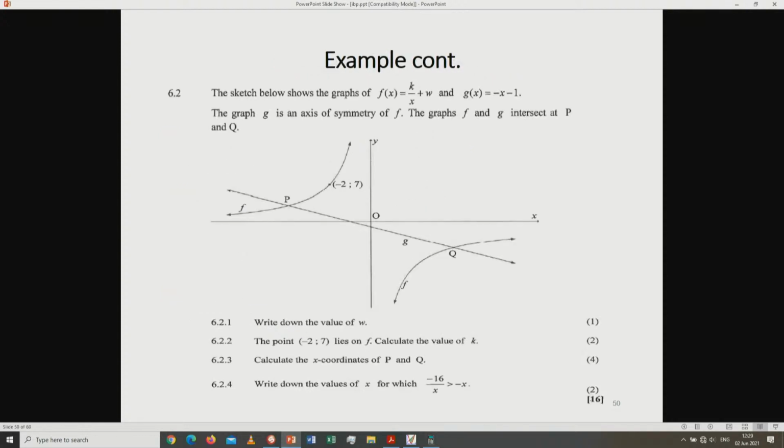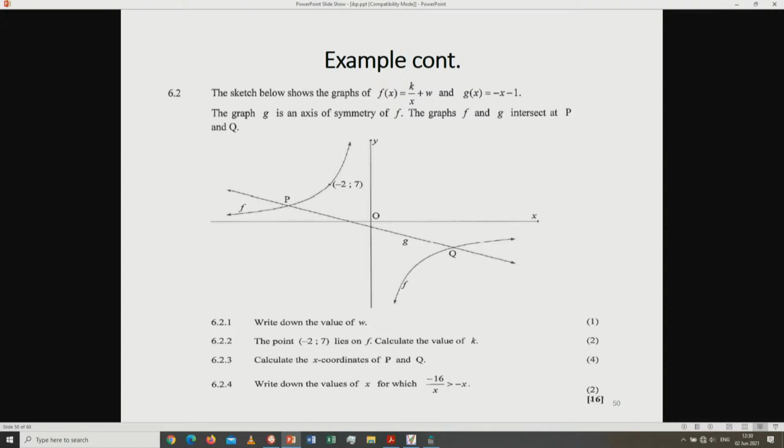Okay. The last one is a combination, now with the interpretation as well. The inequality signs are now there. Remember, we did it when we were doing the equations. Now 6.2 says the sketch below shows the graphs of f(x) = k divided by (x + w) and g(x) = -x - 1.